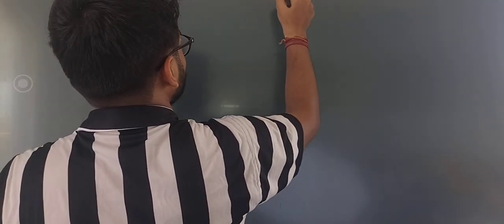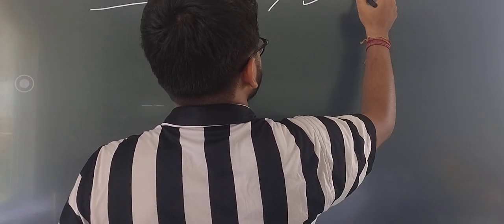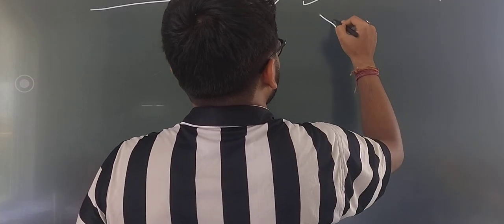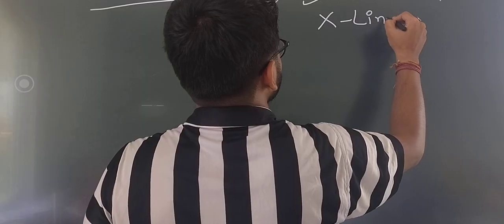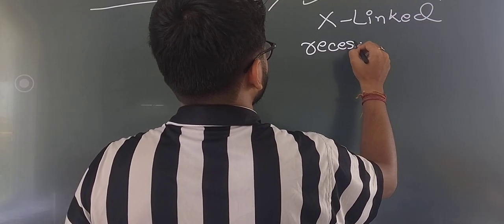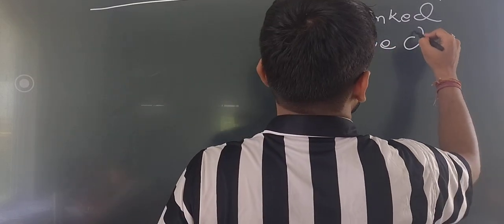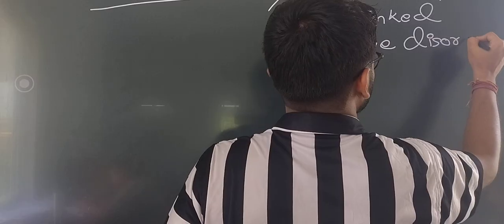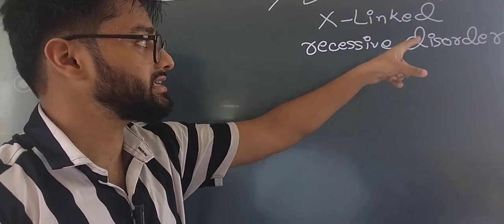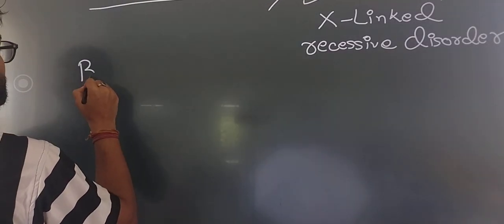And the first thing that you will notice here is that this is a sex-linked, or we can simply call it X-linked recessive disorder. Thalassemia was an autosomal recessive disorder, but this is a sex-linked or X-linked disorder, wherein you have certain blood clotting factors.